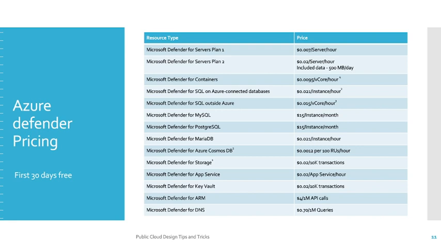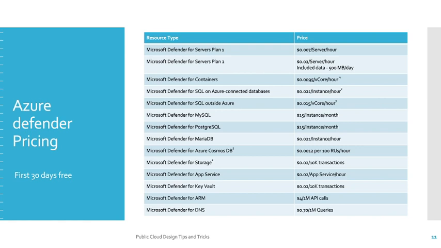The same way, containers are charged on the vCore configuration. Azure connected databases outside SQL are charged per instance, based on your vCore size. MySQL, Postgre, and MariaDB are all charged per instance. Cosmos DBs are charged per 100 RUs, as well as storage per transaction. So for 10K transactions, you will get this type of Defender charges or alerts.